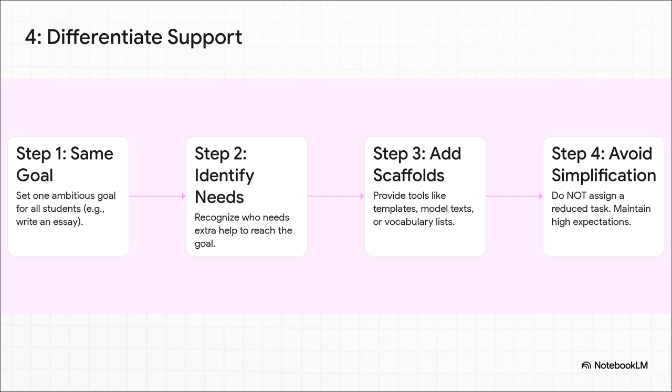And finally, let's talk about support. Now, this one is absolutely critical to get right. The golden rule here is to keep your expectations high for every single student. Instead of dumbing down the task, we give them scaffolds, things like templates, vocabulary lists, or sentence starters. The goal, like writing a great essay, stays the same for everyone. We just provide different ladders to help them get there. It's all about equity, not making things easier.